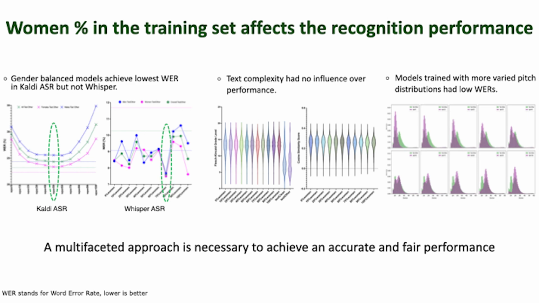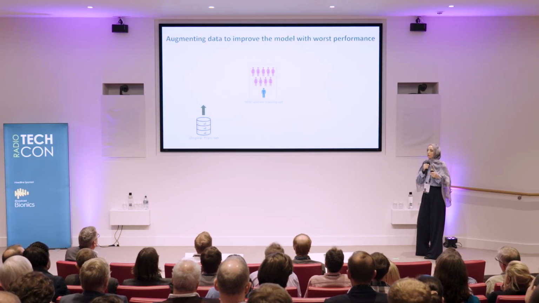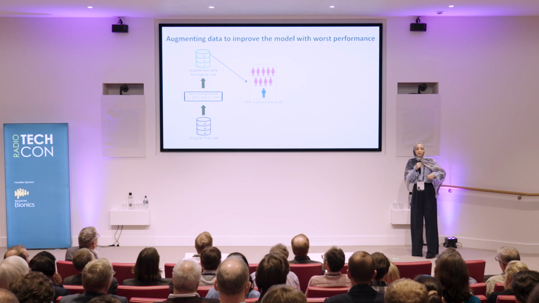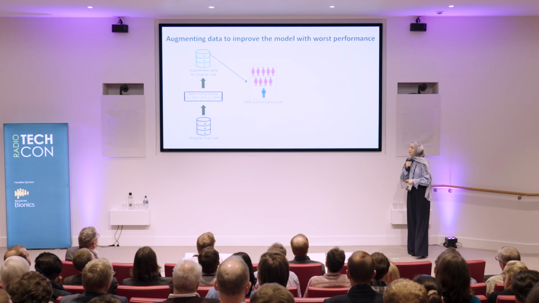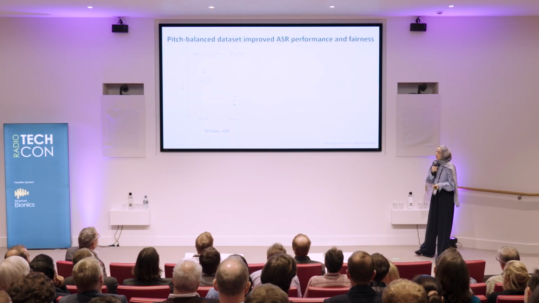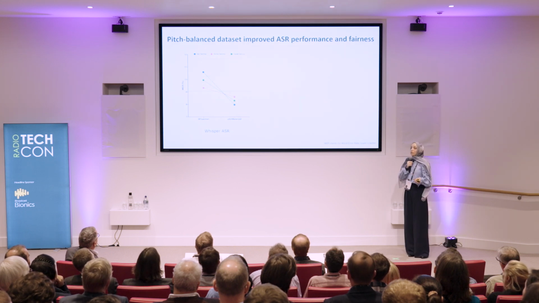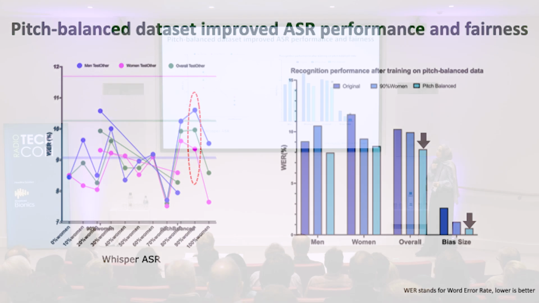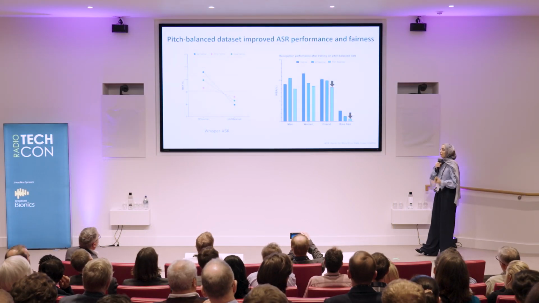So with the pitch distribution idea, since it had an influence, I took this further and augmented data. The idea was: what can we do to help a model that hasn't seen many pitches? So I used the same data set and artificially created more data by modifying the pitches, then selected the speakers with pitch ranges that the model is lacking and added them to the training set. Basically, I was trying to have a normal distribution of pitches in my train set so that the model has seen more pitches. And what I found is that this, in fact, improved it. It lowered the word error rate, as well as reduced the bias size, the performance gap between men and women. So the pitch-balanced data set did have the overall better performance and a fairer system.